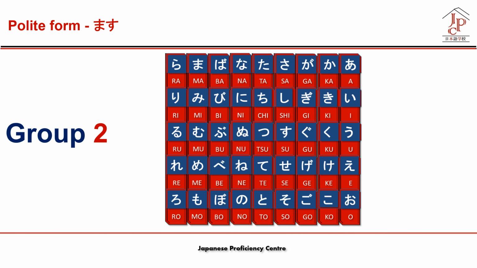Now let us see the rules for group 2. We all know that group 2 verbs always end with letter ru. First, we have to remove this last letter ru and attach mas at the end.